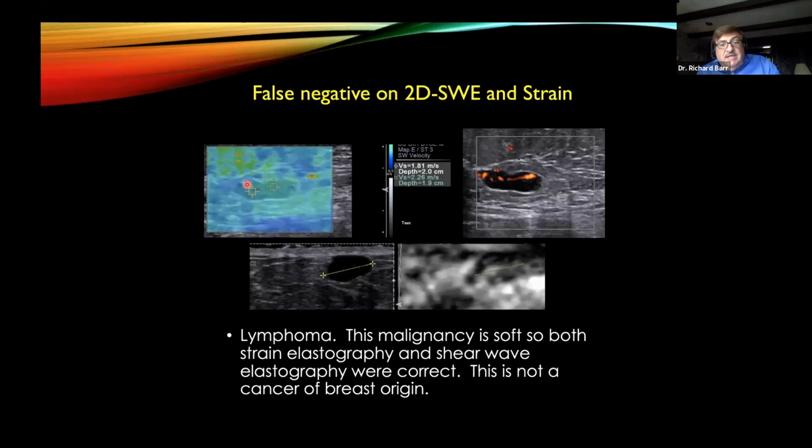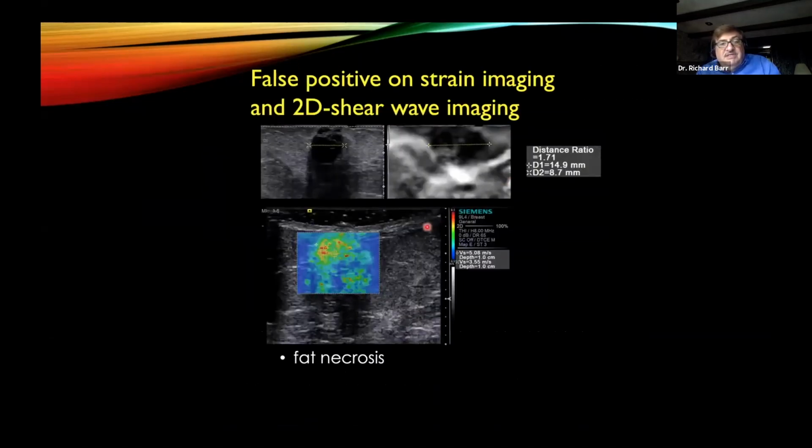This is one example of a lymphoma. It's soft on both strain and shear wave as it is a soft lesion. Again, they tended to be in our series, all well circumscribed, very hypoechoic lesions with a lot of blood flow. A false positive, again, fat necrosis and mastitis, that we see quite often when we do this.